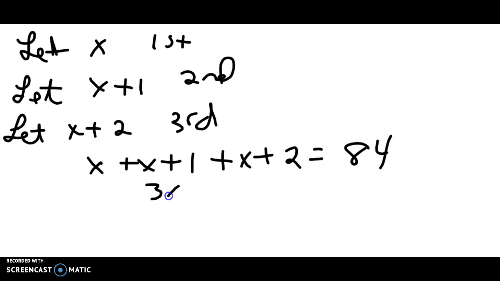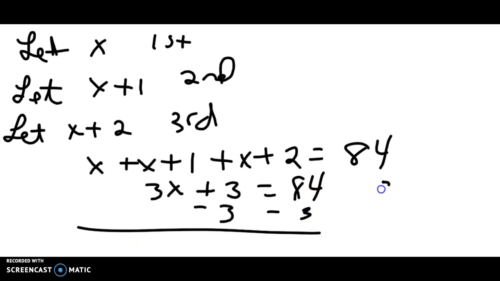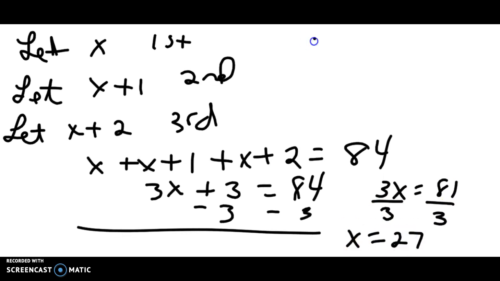Combine like terms, 3x plus 3 equals 84. Start solving for x. And we get 3x equals 81. Divide by 3. X equals 27. So if x equals 27, to find the second number, I'm going to add 1 to it. Gives me 28. To find the third number, I'm going to substitute in 27 for x and add 2 to it, and that gives me 29. And let's look at them. They are consecutive. If I add them together, they're going to equal 84. Okay, we're on number 9.